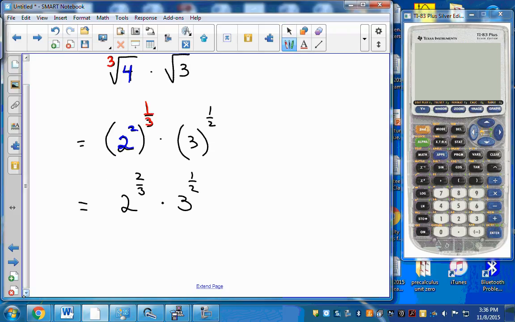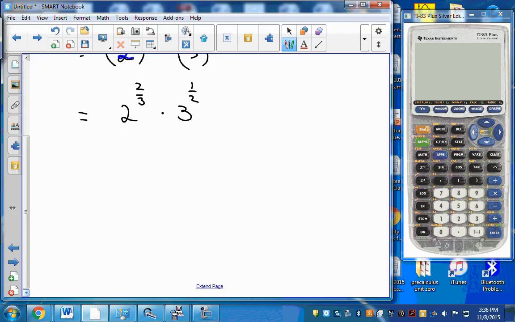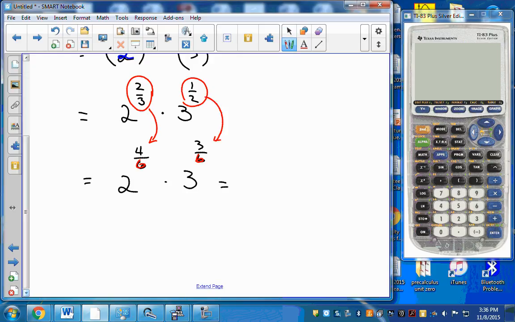So here's the trick. This is sort of a juggling trick, if you like. I'm going to write this as 2 to the 4/6, and this is 3 to the 3/6. Now, what I was trying to do is make the roots the same. So I do know that 2/3 can be written as 4/6. 1/2 is obviously 3/6. So now let's see what I have. I've got the 6th root of 2 to the 4th times the 6th root of 3 cubed.